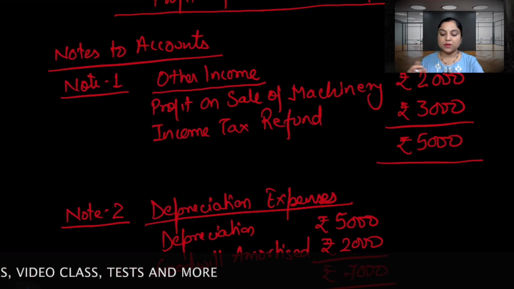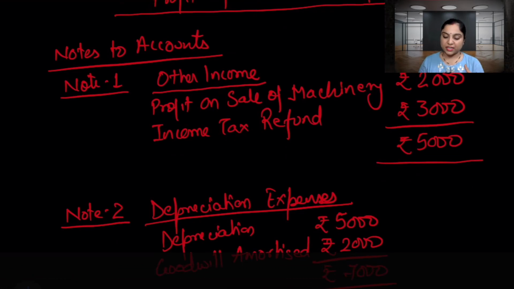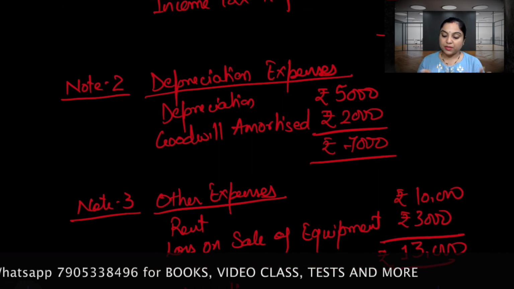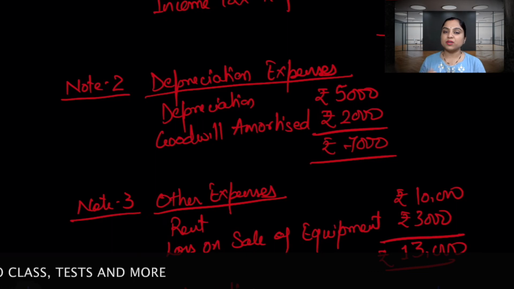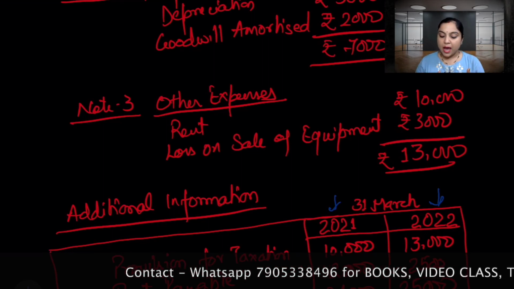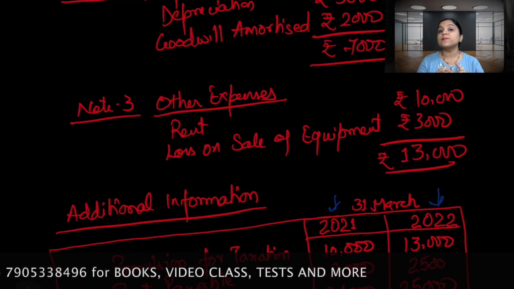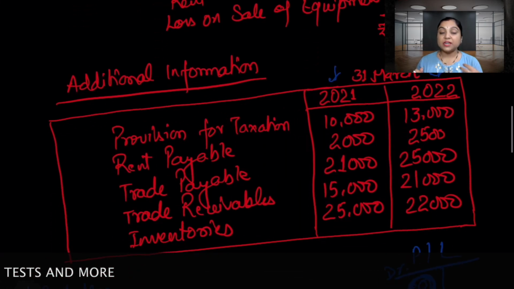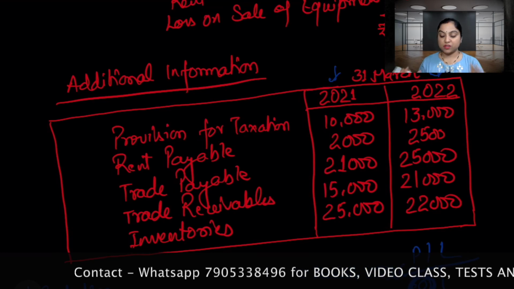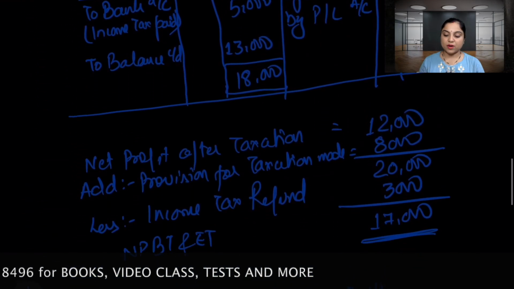Other income, you have seen that profit is a non-cash item that you need to adjust. Income tax refund, yes, you need to adjust because a lot of information was given about income tax. Depreciation, yes, it's merely a book entry, it's not going to impact the cash, so you need to adjust. Other expenses, rent is okay, it's a general expense, obviously an outflow of cash. Loss on sale of equipment, yes, it's not a cash item and definitely needs to be adjusted. And in additional information, provision for taxation you made the ledger, rent payable you adjusted, trade payable, trade receivable and inventory. You did everything well. That means you have completed your solution.